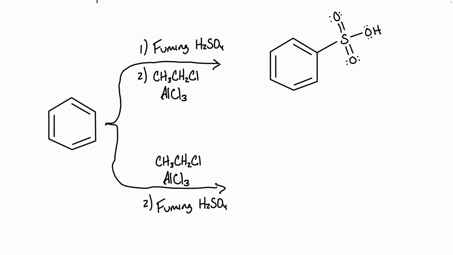So what I've got to do is look at what's already on the ring, this SO3H, and ask myself, is this an ortho-para or a meta-director? So what do we have for the SO3H? This is a meta-director. So those incoming substituents are going to be directed to the meta position. All right, and again, it's a two carbon alkylation here. So boom.